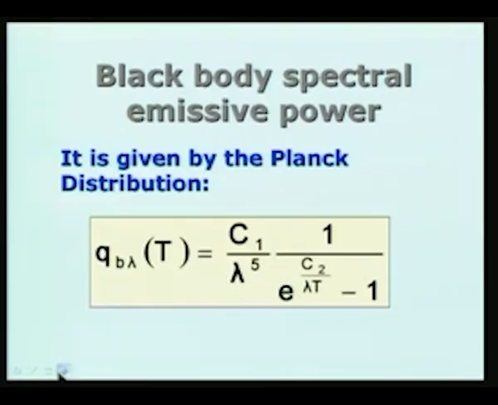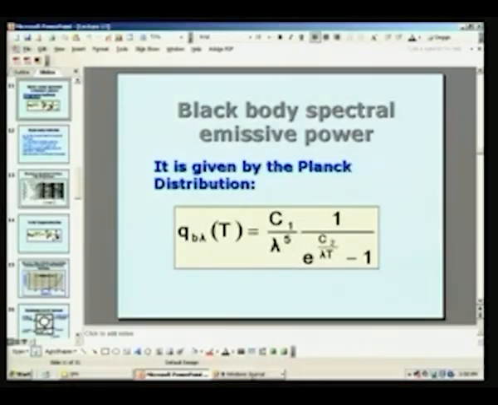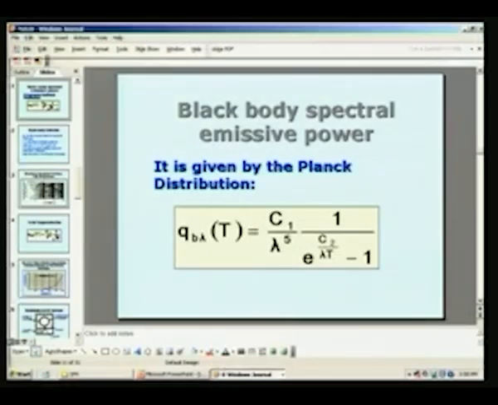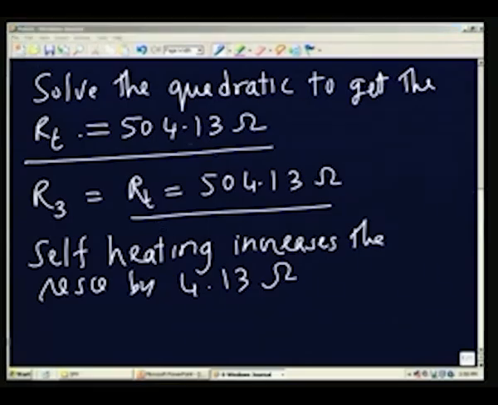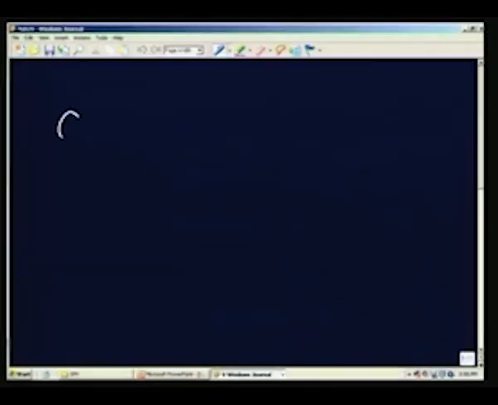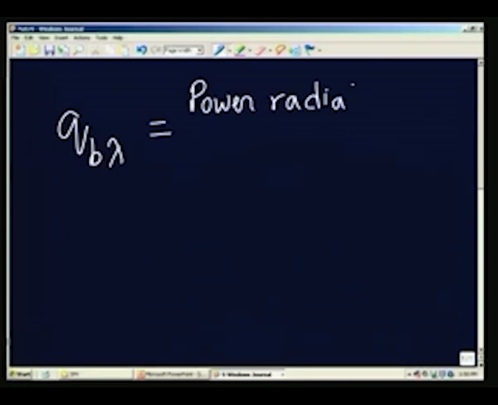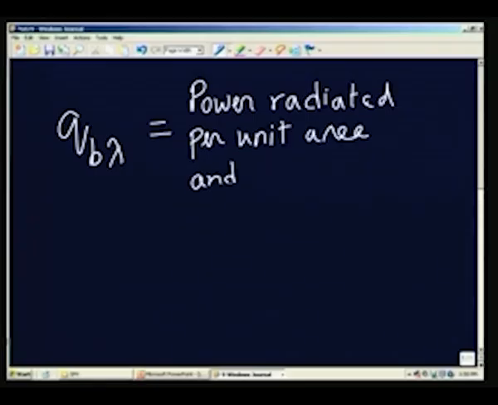Let me just describe that slightly in more detail on the board, so that we understand what we are talking about. So, this q_b lambda is nothing but the power radiated for unit area and unit wavelength interval.